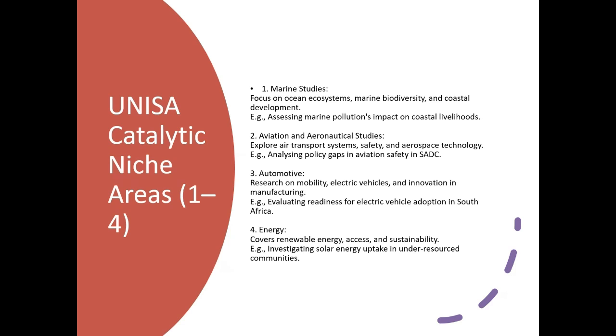Previously it didn't work that way, or there weren't as explicit niche areas. But UNISA is very, very strongly standing on their niche areas. They have to do that to be competitive and to also adhere to research and impact of the studies of the students at UNISA, and therefore also the publications, being able to access grants and so on. So UNISA has 10 catalytic niche areas, and you would need to find where you fit in terms of a potential topic. The first one is marine studies.